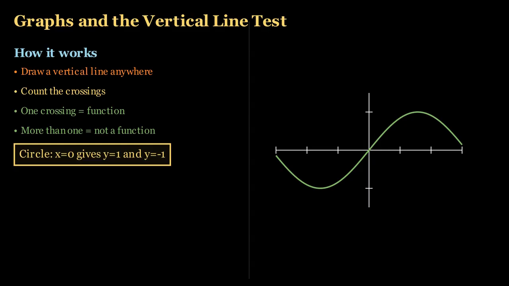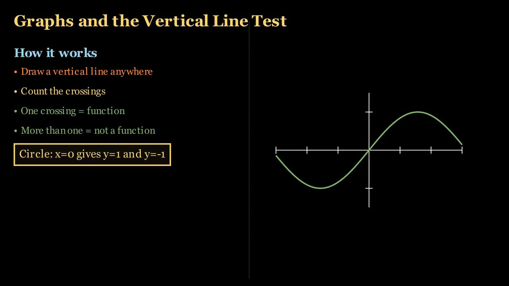Suppose you see a graph that looks like a perfect circle centered at 0 with radius 1. You might wonder, is this circle the graph of a function? To find out, we pick an input. Let's choose x equals 0, right at the center. Imagine drawing a vertical line through x equals 0. That line goes straight up the y-axis.